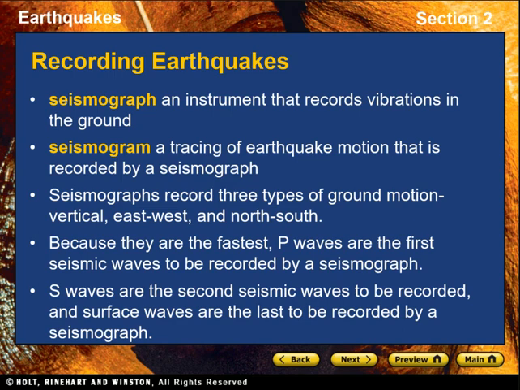Because they are the fastest-moving seismic waves, P waves are the first waves to be recorded by a seismograph. S waves travel much slower than P waves. Therefore, S waves are the second waves to be recorded by a seismograph. Surface waves, or Rayleigh and Love waves, are the slowest moving waves. Thus, Rayleigh and Love waves are the last waves to be recorded by a seismograph.